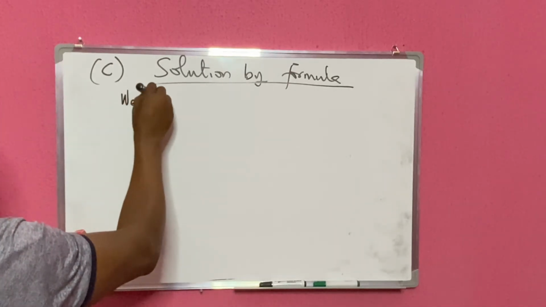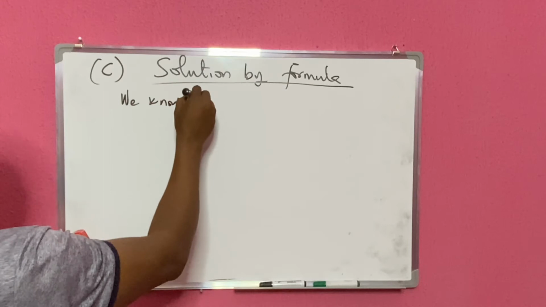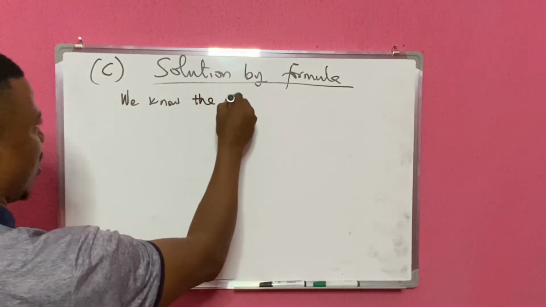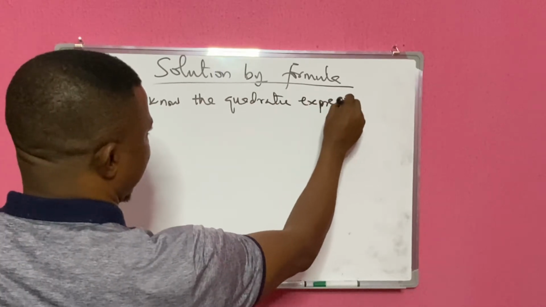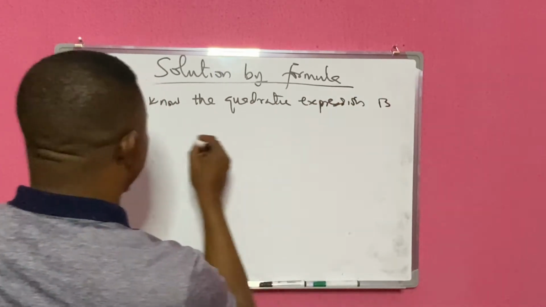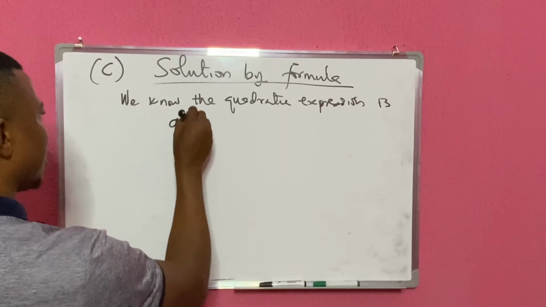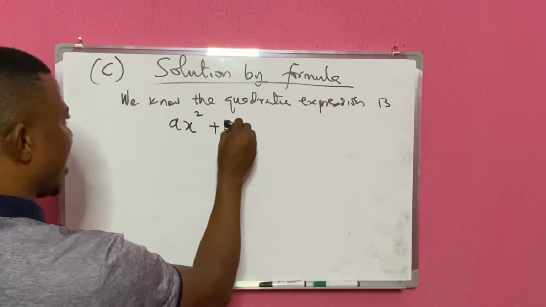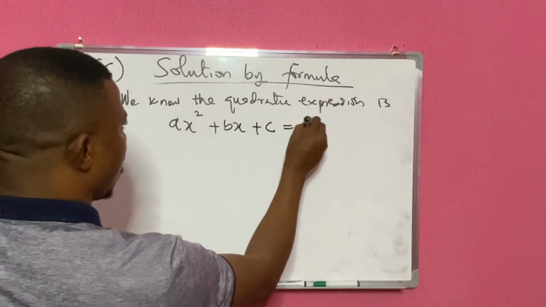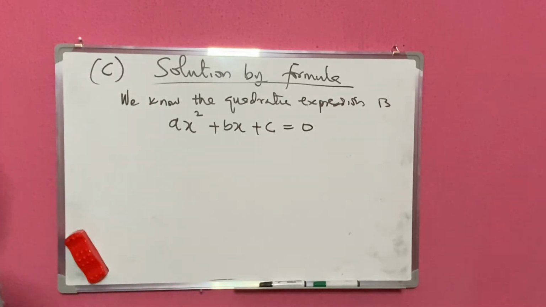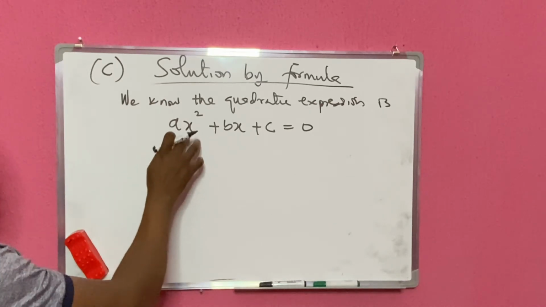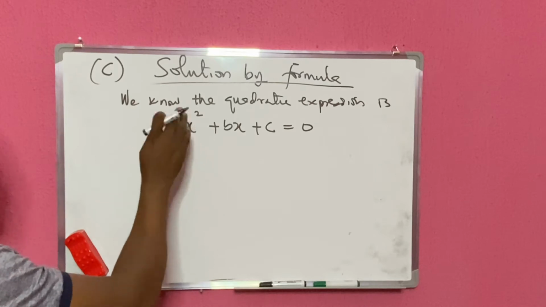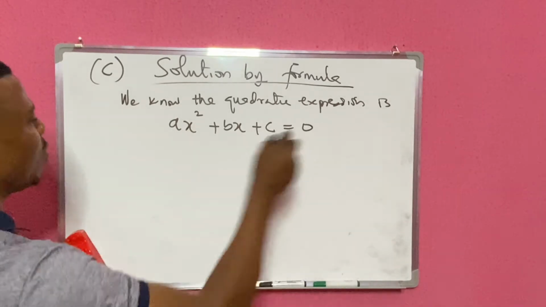We know that the quadratic expression is ax squared plus bx plus c equals 0. By the completing the square method, what do we say? We should not allow the coefficient of x squared to be anything except 1. So we divide through by a.